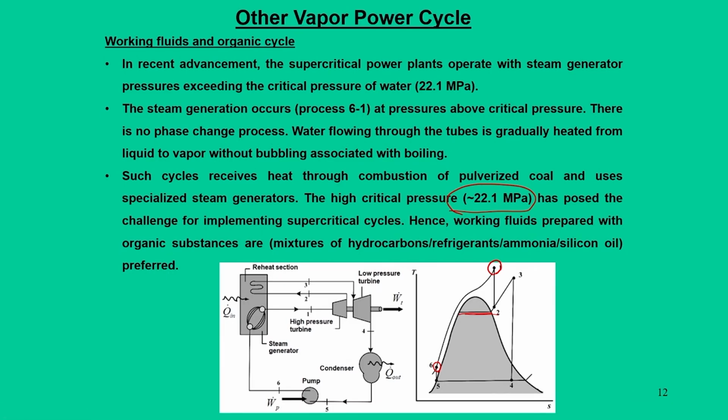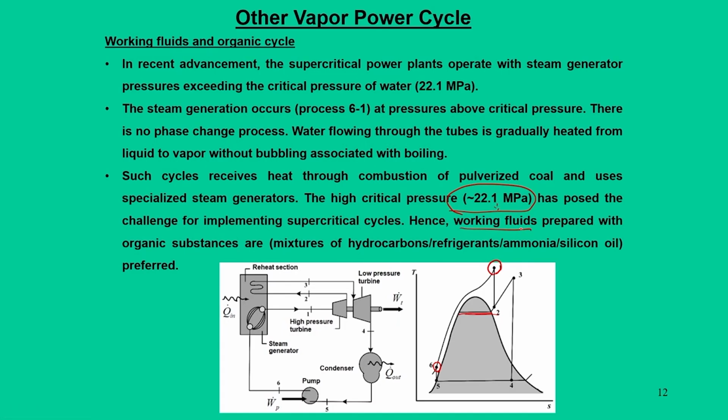But to do that, the material restrictions pose some limitations, because of which we have to choose some working fluids for which this critical pressure can be less. That means we can operate the Rankine cycle in a supercritical manner, directly going from liquid to vapor without going through this liquid vapor region, and for that reason we have to change our working fluids.